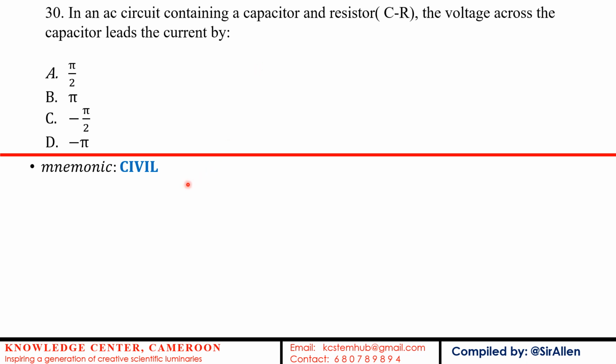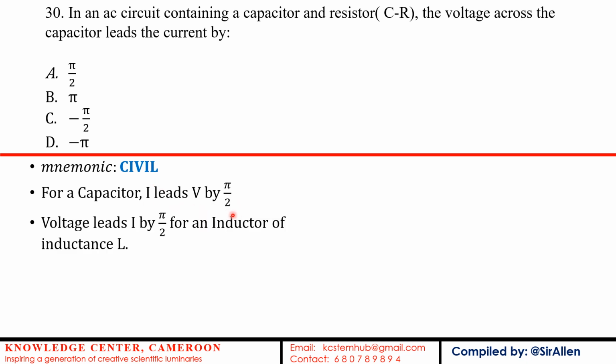I'm going to give you a mnemonic here, CIVIL. In a capacitor C, the current I leads the voltage V by 90 degrees, and the voltage V leads the current I by 90 degrees in an inductor of inductance L. So for the capacitor, I leads V by pi on 2, which is 90 degrees. Voltage leads I by pi on 2 for an inductor of inductance L. Now for a resistor, I and V are in phase.